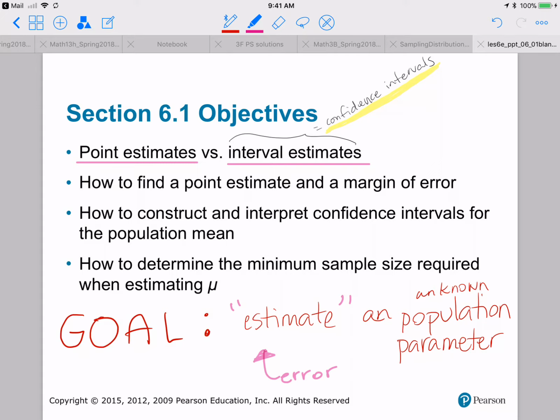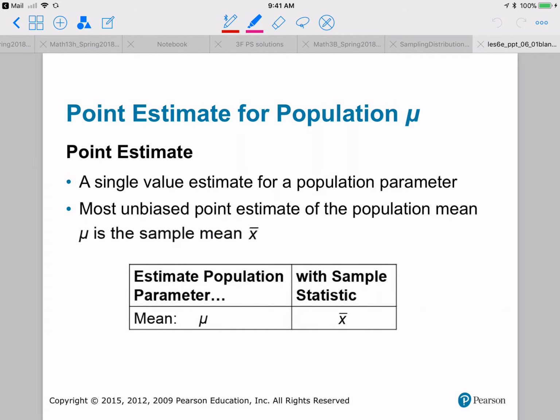And the last thing we'll learn is how to use a formula to tell us how large our sample needs to be in order to have a certain amount of error or minimize the amount of error. So if we say, hey, we want to estimate this population parameter and we need to be within 5 percentage points or something like that, then how large of a sample do you need to take in order to make sure that you're within that error bound that you've set for yourself?